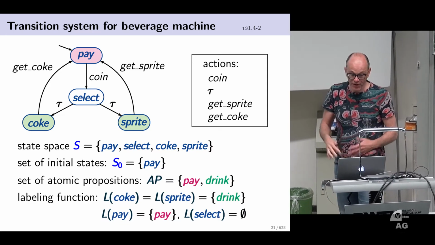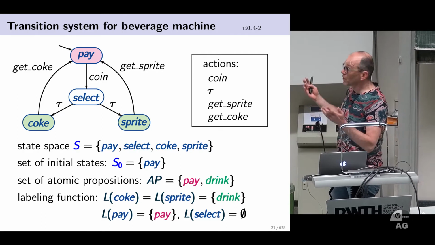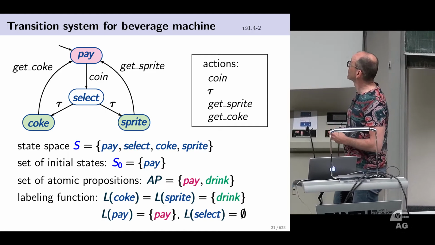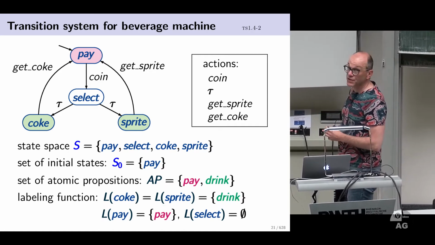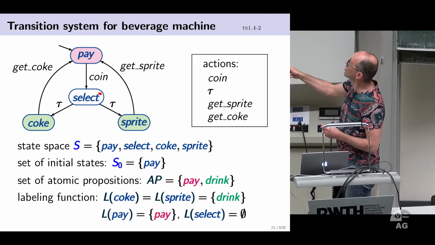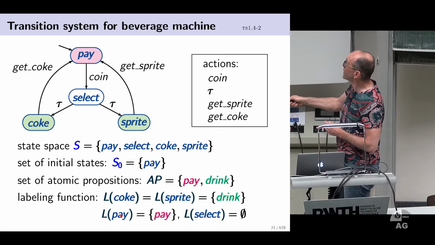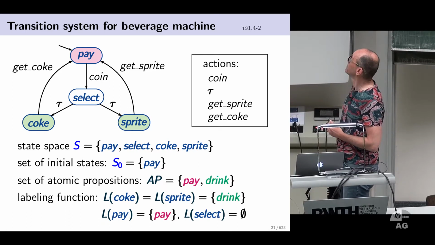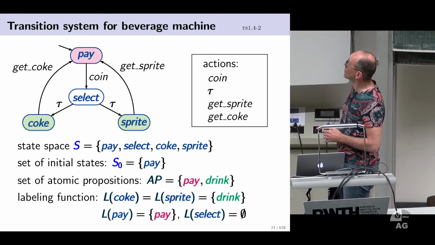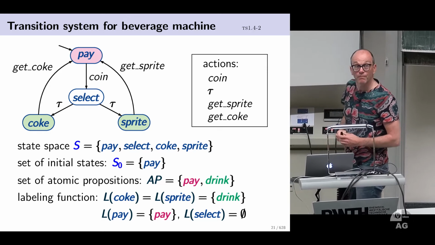The set of atomic propositions, I indicate them here with colors. So these are, let's say, the elementary properties. Suppose that the elementary properties are something of the form pay and drink, red and green. Then we have to define which states satisfy which properties. We say, well, in the select state, no property holds. In terms of color, this means that the color is simply transparent, it's white. Then the state P is labeled with the singleton set pay, indicated by the red color over here. And the 2 states on the bottom, Coke and Sprite, are labeled with the singleton set drink, and that means I colored them green.